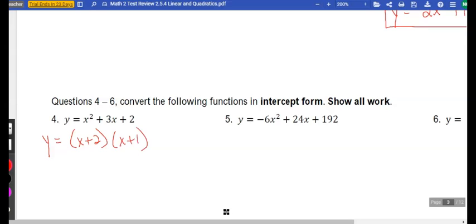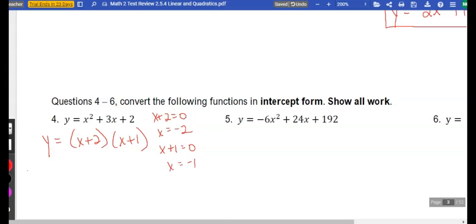Now I want to talk to you again about the roots. The roots or zeros come from taking each of these factors and setting it equal to 0. x plus 2 equals 0, so x equals -2. And you don't have to do this on this part. I just want to show it to you again. x plus 1 equals 0, so x would equal -1.